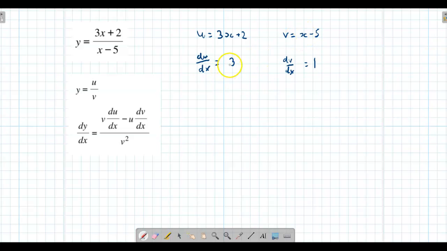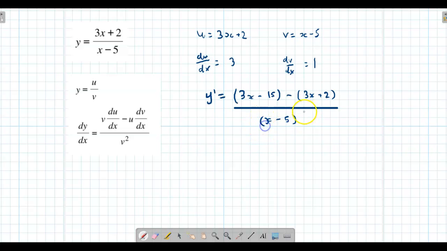Now I'm going to times v by du by dx. So to get the differential y prime, we have 3x minus 15. And then we take away dv by dx times du by dx. So I'm taking away 3x plus 2. And all of that is over v squared, which is the x minus 5 all squared.